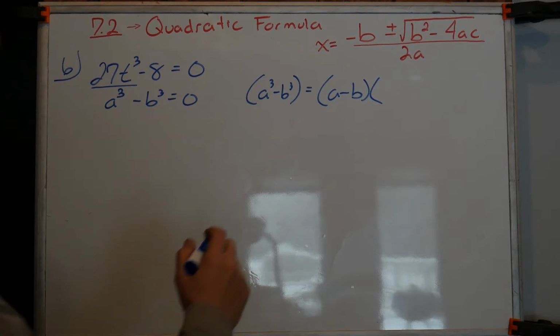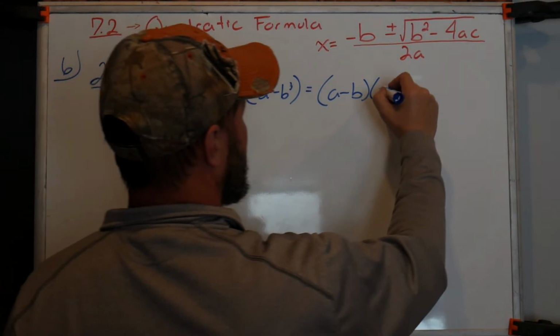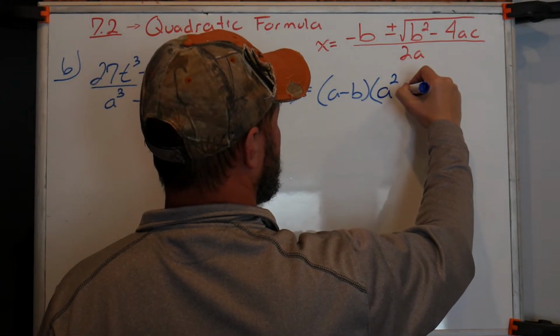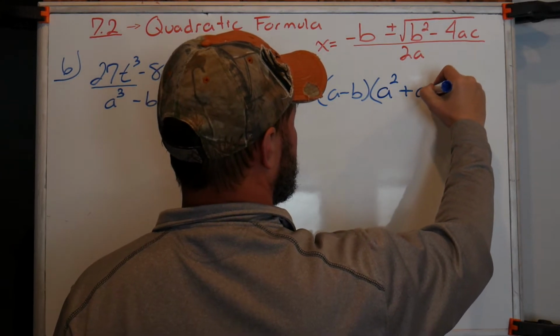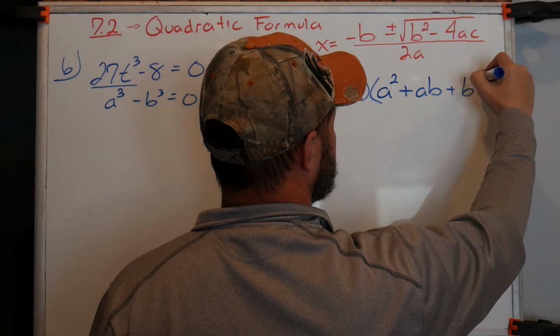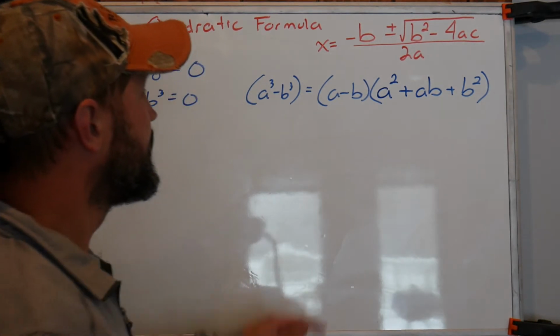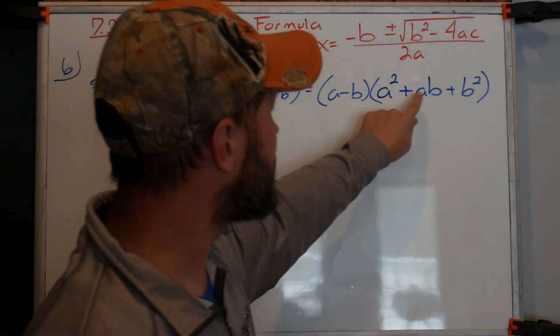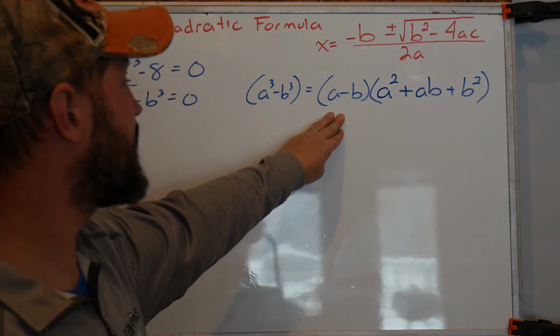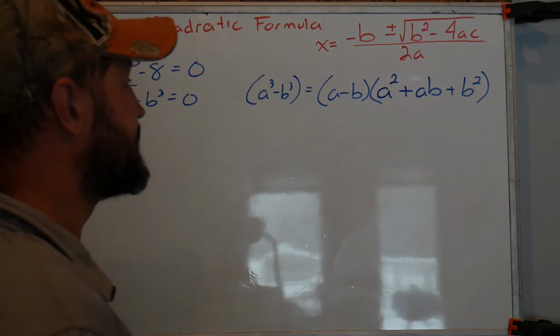And then we want to say what's going to happen is we're going to have an a squared plus AB plus b squared. Remember, the negative has a plus plus. When we're dealing with our positive, we have a minus in there.